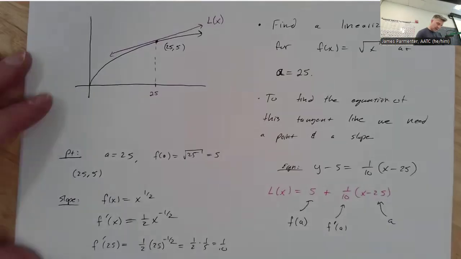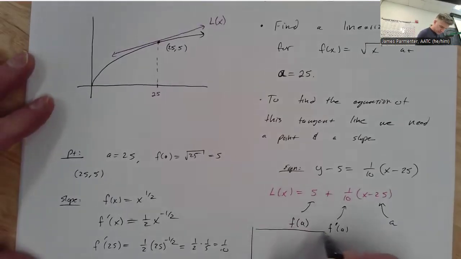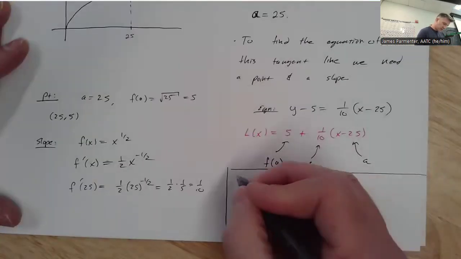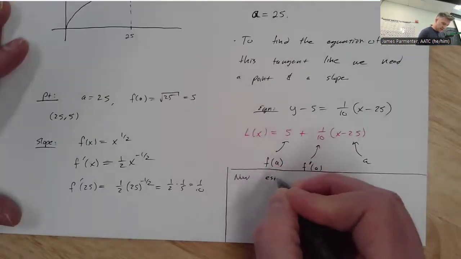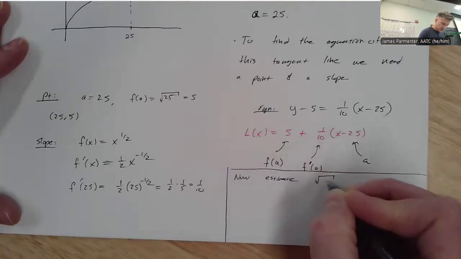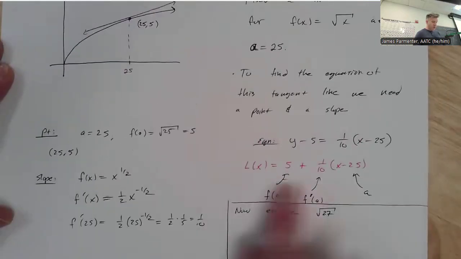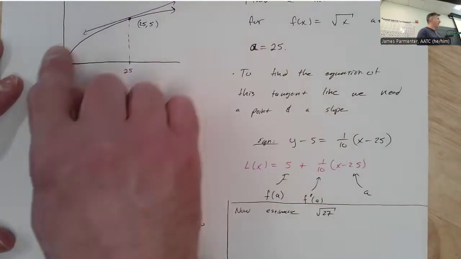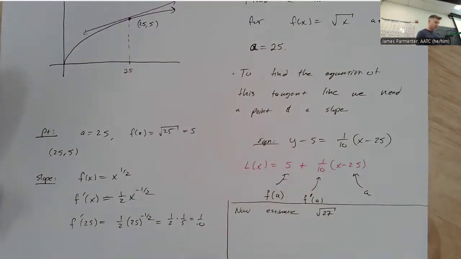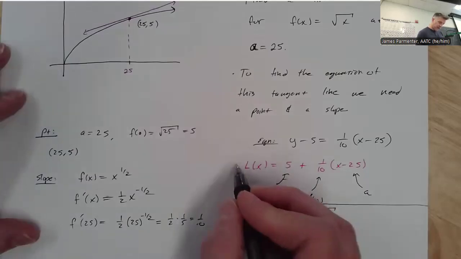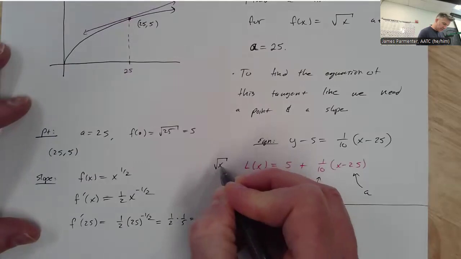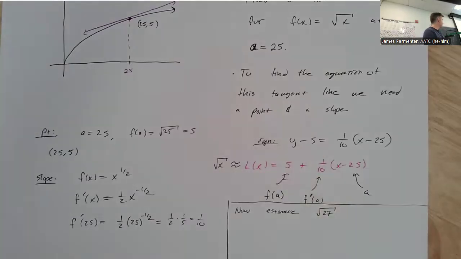So if we use this now, we're going to estimate the square root of 27. Well, the whole point of this linearization function here is that this straight line is a really, really good approximation of this square root function at values of x that are close to 25. So what we're going to say here is, well, we know that the square root of x is approximately this linearization.